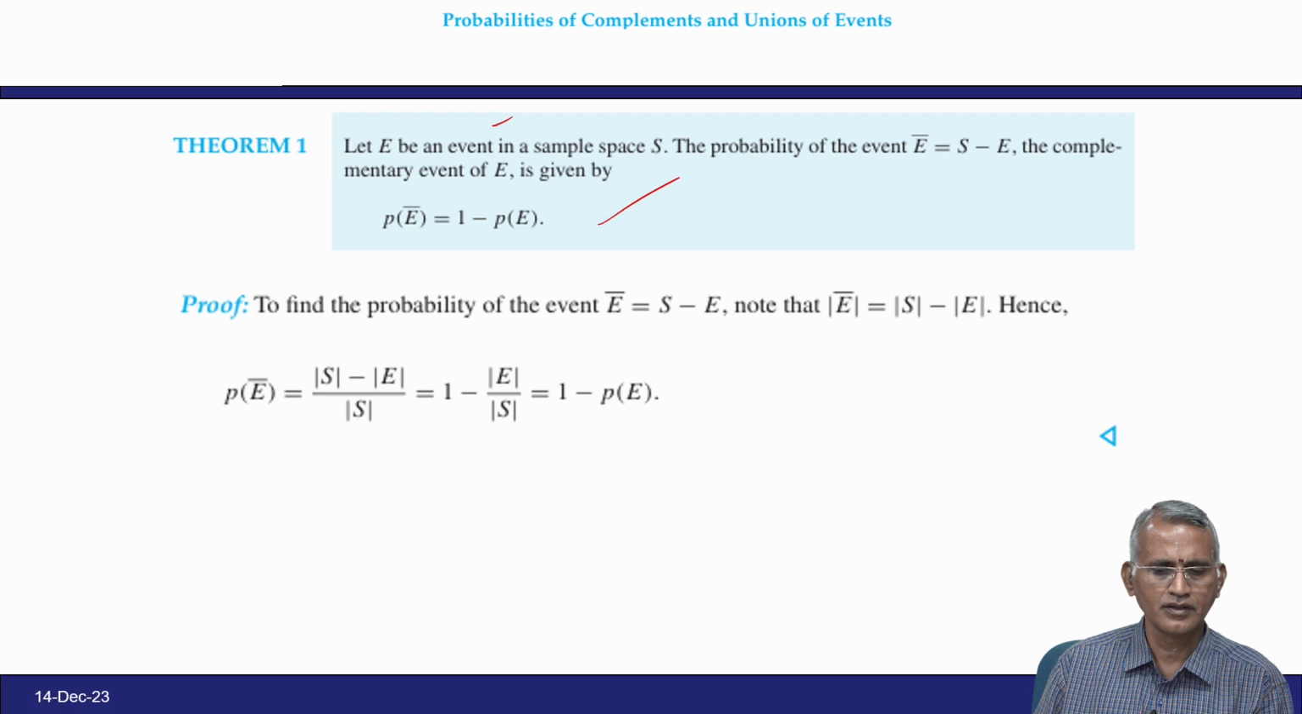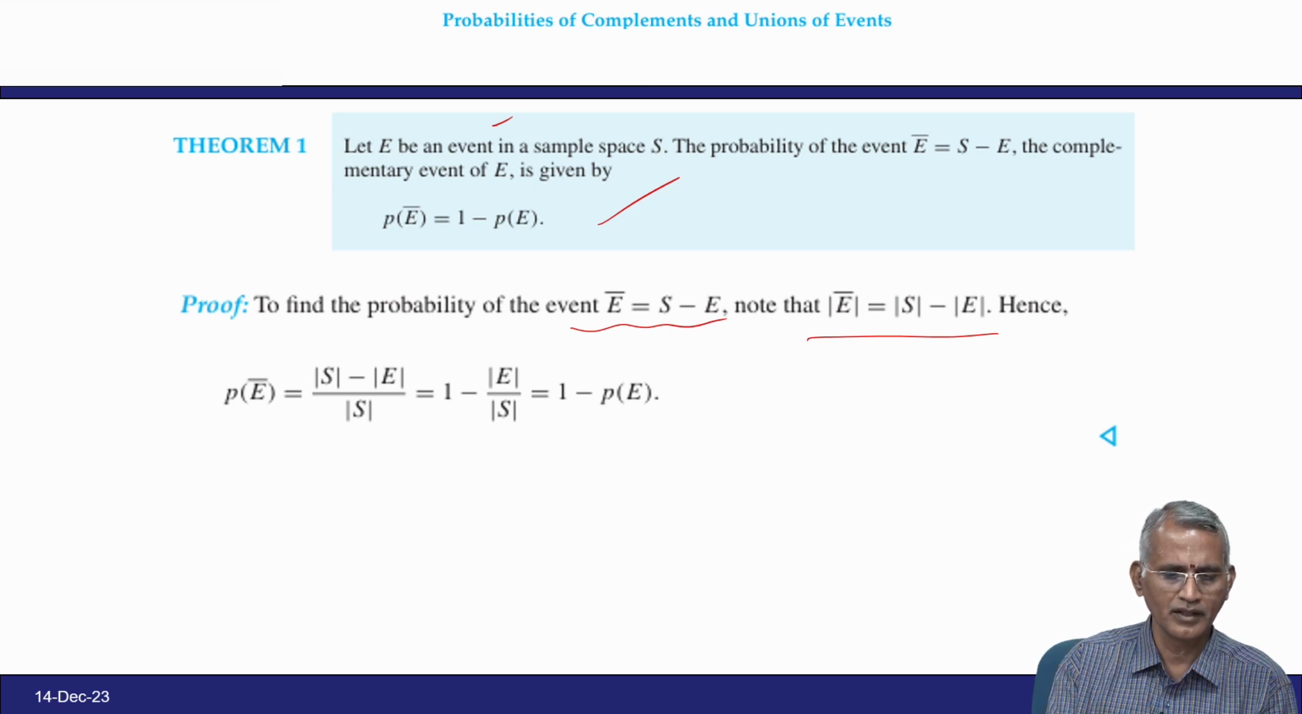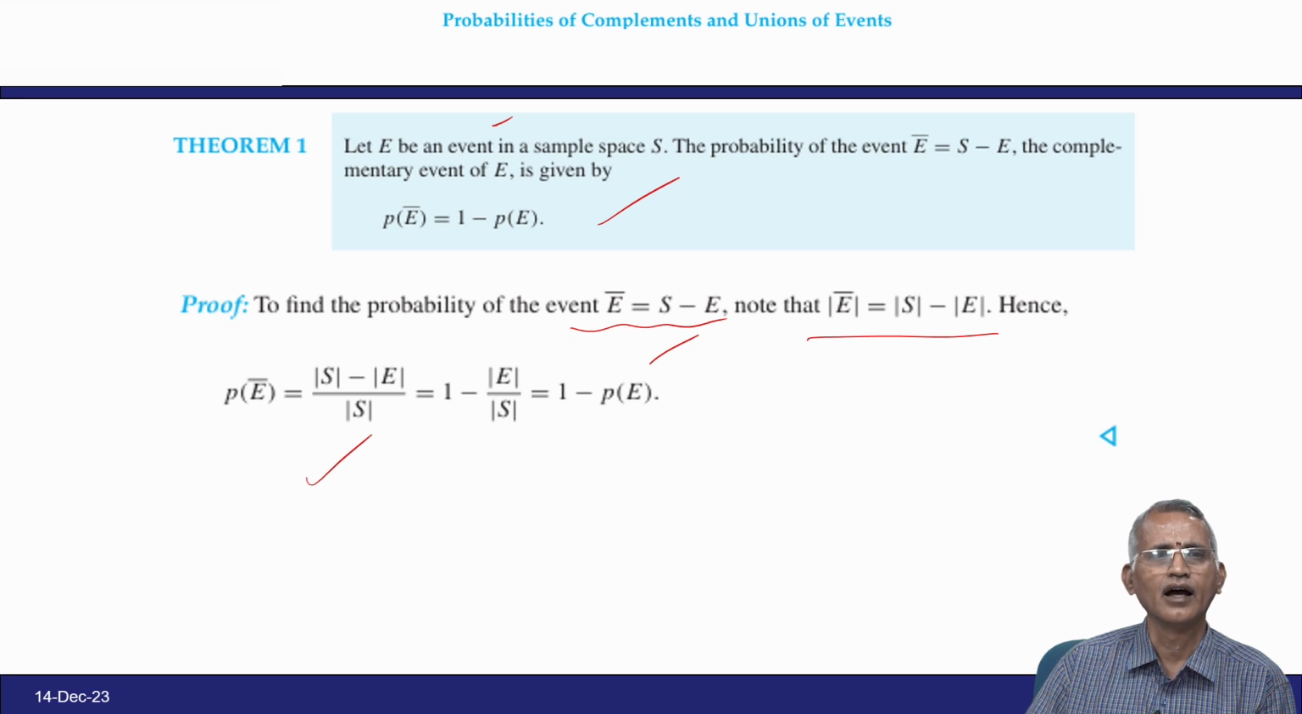So the proof is: E complement is S minus E. Therefore, cardinality of E complement is equal to cardinality of S minus cardinality of E. Therefore, probability of E complement is cardinality of S minus cardinality of E by cardinality of S, which is equal to 1 minus cardinality of E by cardinality of S, which is equal to 1 minus probability of E. So this way we can understand the complement of one event relative to another, and combined together is a union of events.